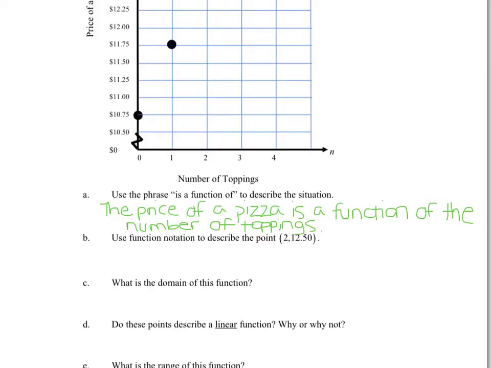Now they want us to use function notation to describe the point (2, 12.50). Function notation is that f of x, the g of x. You can use whatever letters. So I'm going to use p because price. The price when x is 2, so when the number of toppings is 2, equals $12.50. You don't need to put units on it. This is just straight function notation to represent that point.